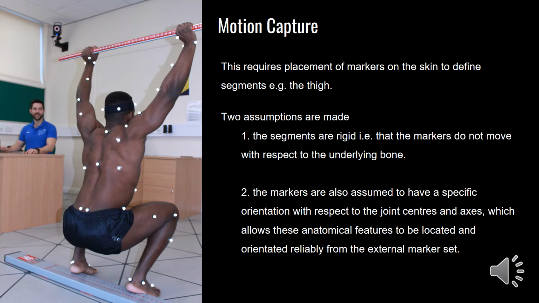First, that the segments are rigid and that they don't deform. This means that the markers do not move with respect to the underlying bone. And secondly, we also assume that these markers have a specific orientation with respect to the joint centers and the axes. This therefore allows anatomical features to be located and orientated reliably from an external marker set. So for example, in this picture you can see that we've got some markers on this person's pelvis, and based on the location of those markers we can use some mathematical equations to try and find the hip joint center.